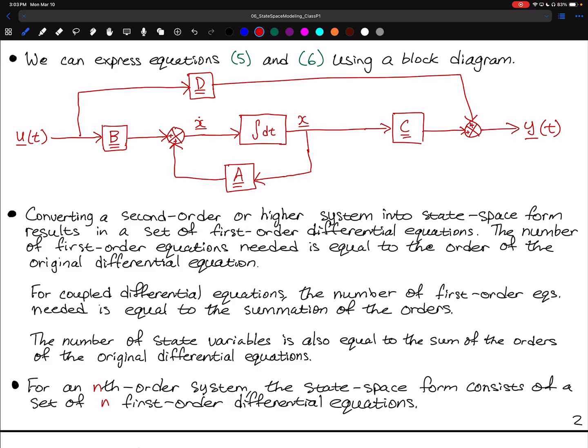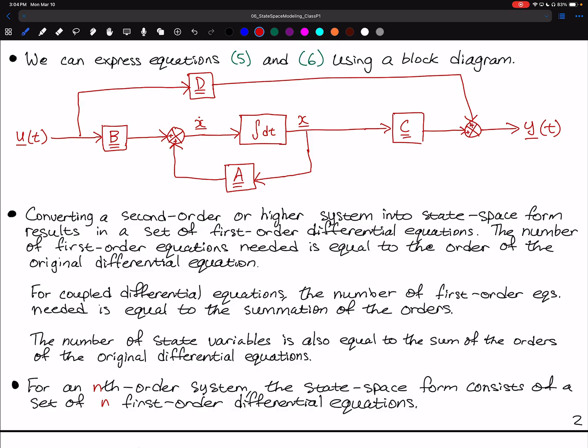If you have a set of coupled differential equations, you can convert those into state space, and then the number of first order equations will be equal to the summation of the orders of each equation. So if you have a second order and a third order equation coupled together, you're going to need 5 first order equations for your state equations. The number of state variables is also equal to the sum of the orders of those original differential equations. And then if you have an nth order system, the state space form is going to consist of a set of n first order differential equations.